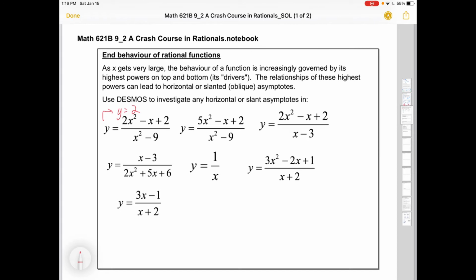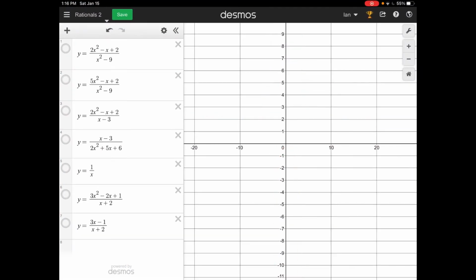Let's check out the next one. Looks like it's very similar. It's going closer and closer to 5.